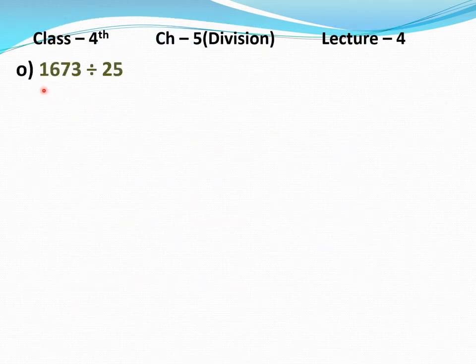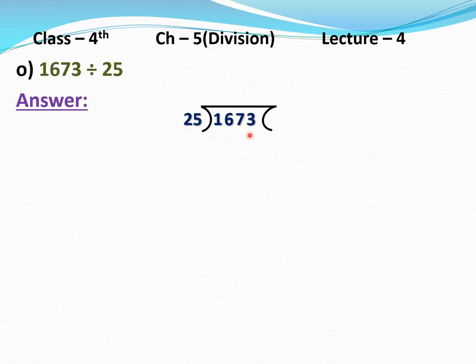Now O part, 1673 divided by 25. Write down the answer. Make a division sign like this. Write 25 here and write 1673 here. Now see, 25 is a two-digit divisor, so we will take only the first two numbers in the dividend, that is 16. But 16 is less than 25, so we will take one more number, that is 7. The number will be 167. Now multiply 25 by a number so that it is equal to 167 or less than 167. It should not be greater than 167.